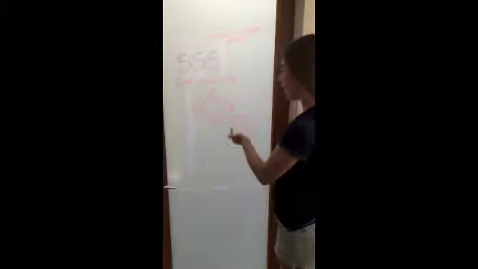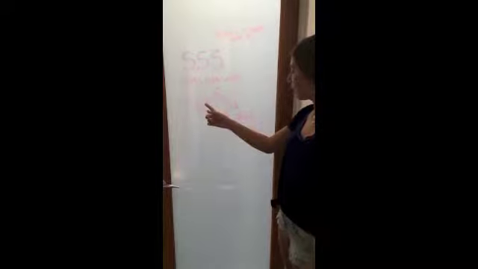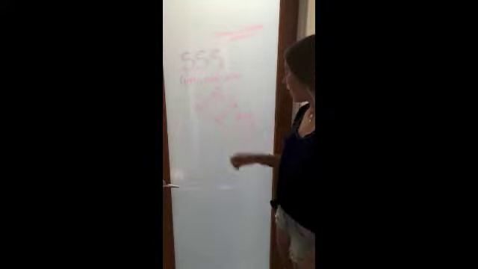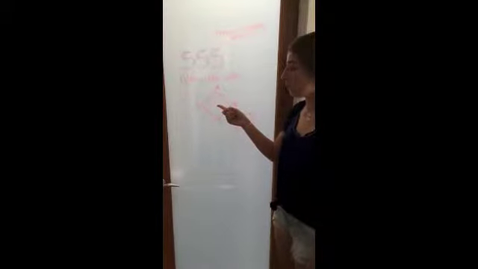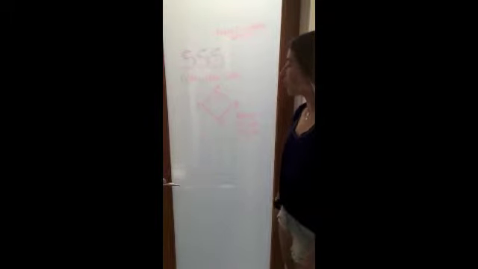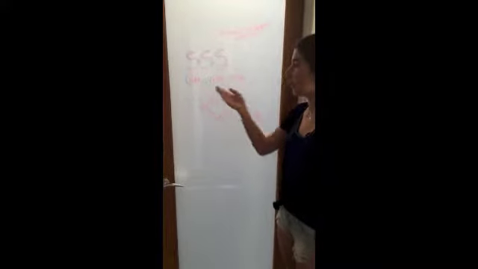So we have side AB is congruent to EC, so here and here. Side EA is congruent to side BC. And then we have side AC is congruent to side AC by the reflexive property. So that's how we can tell that these two triangles are congruent to each other by side, side, side.